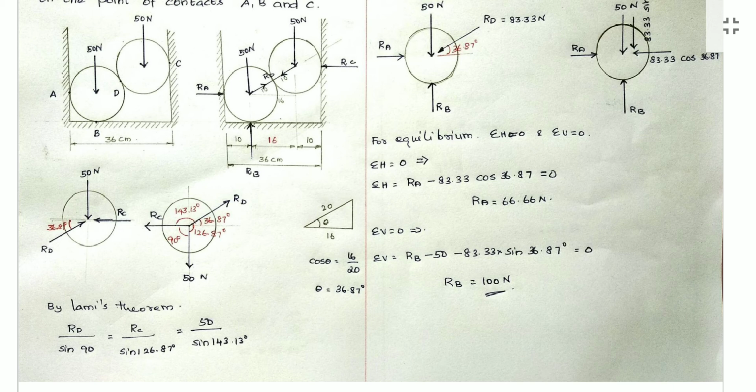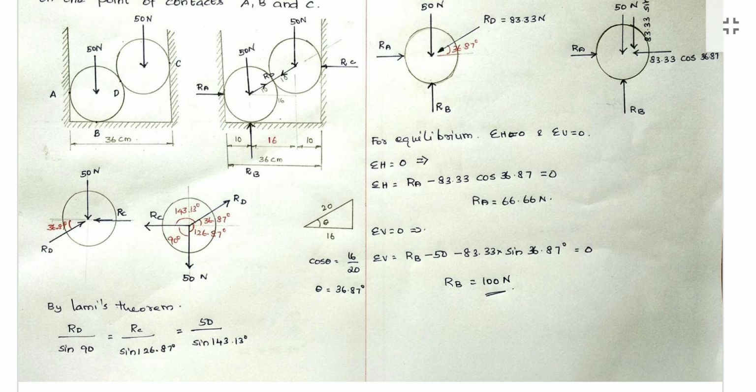So now we got the value: 36.87 plus 90 gives 126.87, and from 180 we subtract 36.87, so we got the angle between RC and RD, 143.13. So we got all the angles. Now we can apply Lami's theorem easily. First, RD over sin of its opposite angle 90 degree, equals RC over sin of the angle between the other two forces, 126.87, equals 50 over sin 143.13.